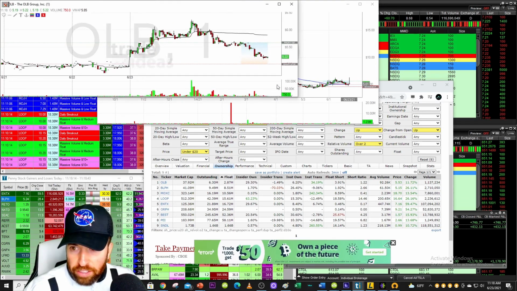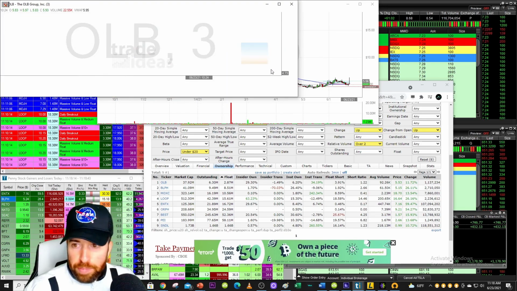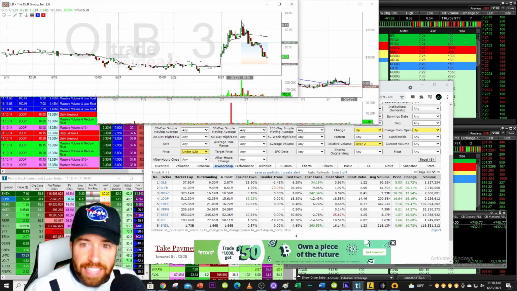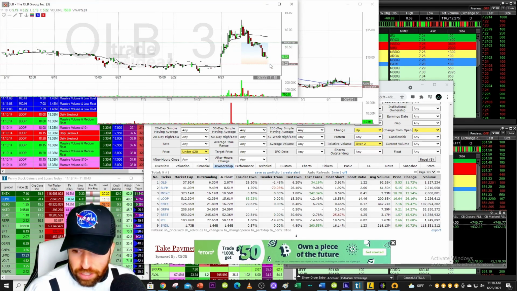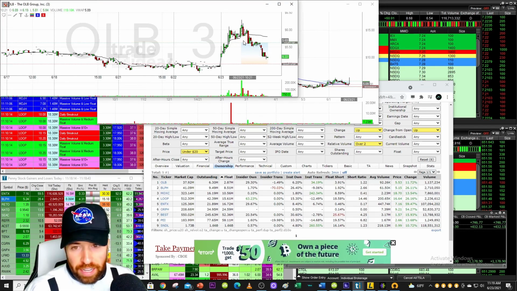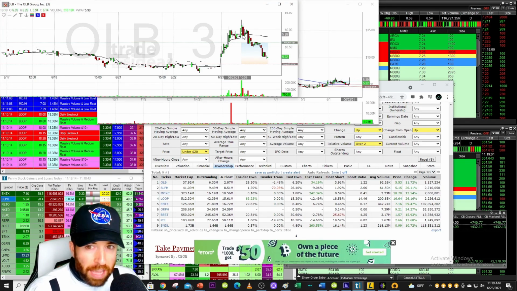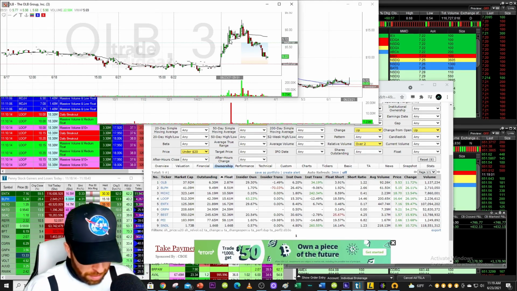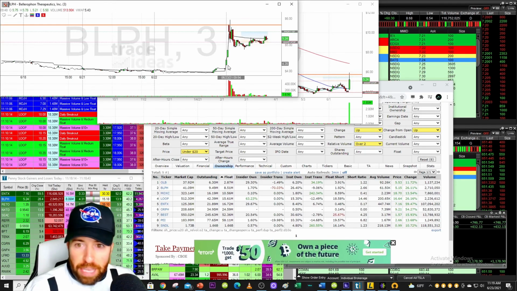let's look over towards today. We can go back to about a 3-minute time frame. OLB did have a nice spike this morning, starting to come back on down a little bit at this time. Again, what we're looking for would be a nice little spike, holding its gains, looking for the next leg on up. What about BLPH? BLPH has potential.